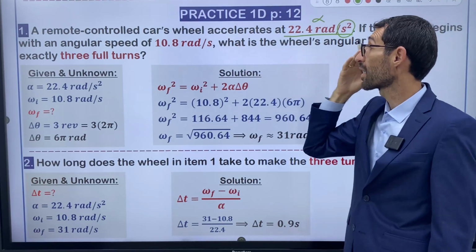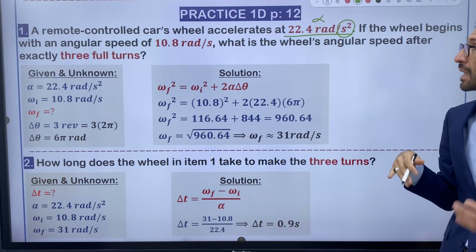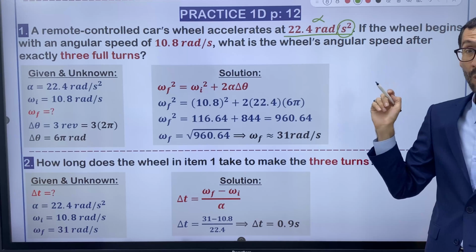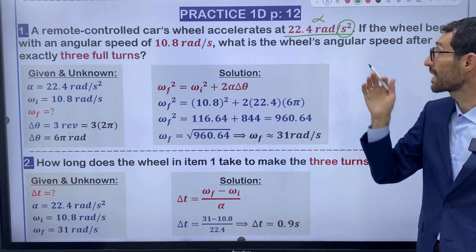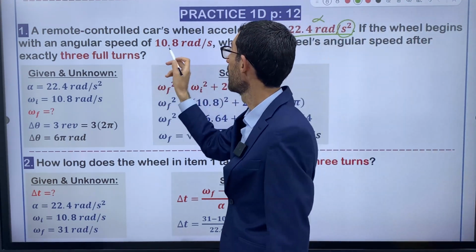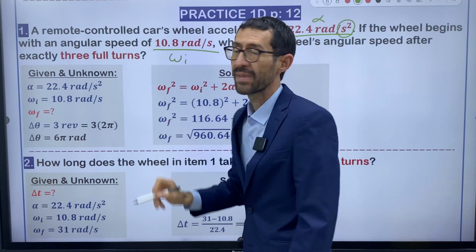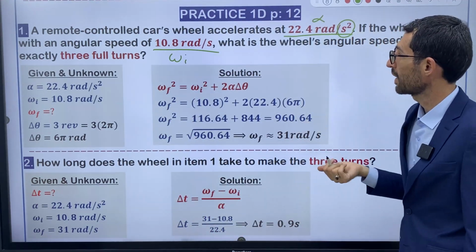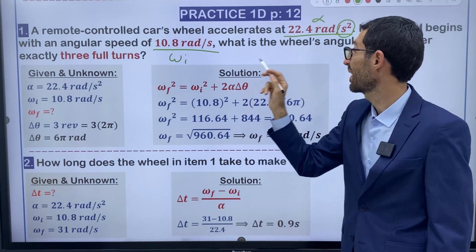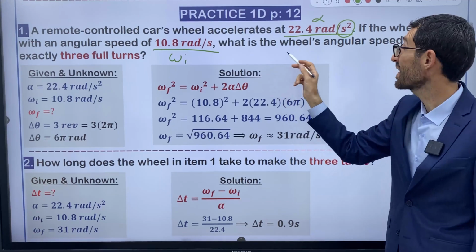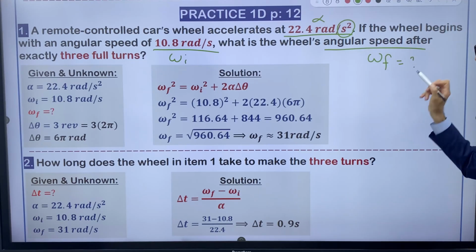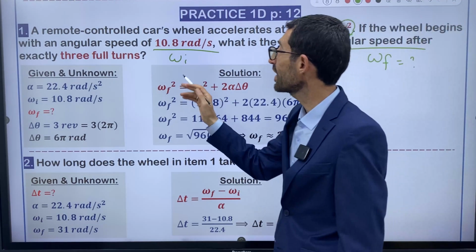It says a car's wheel accelerates, right? It doesn't mention angular acceleration, but you can recognize it by means of its unit, because it has a second squared. If the wheel begins with an angular speed of this one, begins means initial, so we have the initial angular speed. What's the wheel's angular speed after exactly 3 full turns? So what's unknown here? We look for omega f, after exactly 3 full turns.